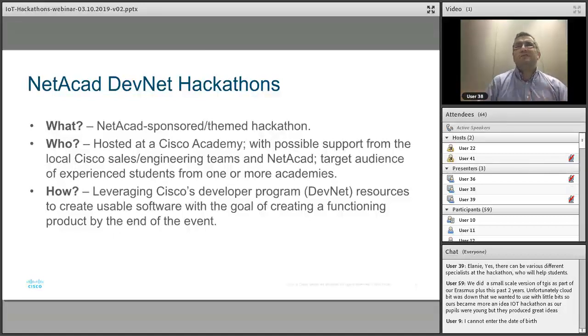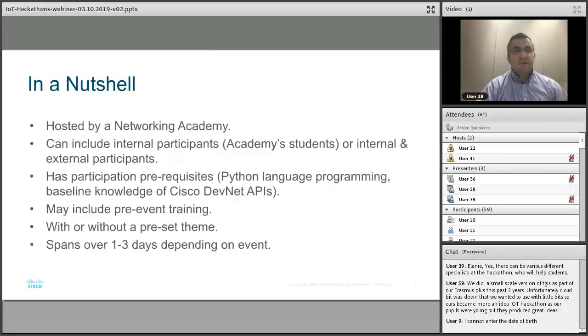So essentially any institution currently teaching Cisco courses or interested in teaching those Cisco courses can embark on this hackathon journey. And as I mentioned, we are talking here about leveraging what DevNet has to offer in terms of resources to create software that will help fix a certain problem or get something sorted out in the networking realm. So that's really where the DevNet piece comes into it. So hosted by Netacad can include internal participants or even external participants, and I'll show you one of our successful hackathons next.